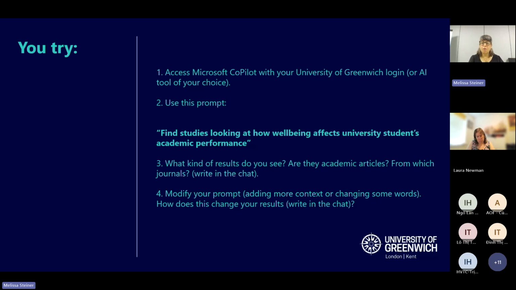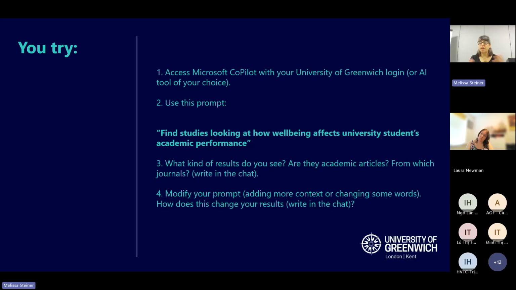So I'm going to just type a prompt into the chat. And whatever tool you're using, could you put this prompt into that tool and let's have a look at the kinds of results that you get. I'm going to put: find studies looking at how well-being affects university students' academic performance. Now, as you probably will have heard earlier, it is about the quality of your prompt.